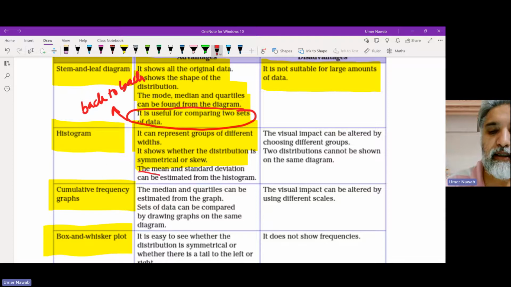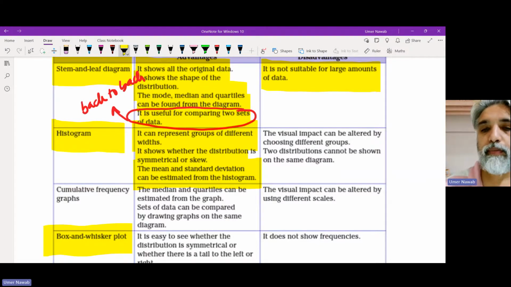The mean and standard deviation can be estimated from the histogram. As you remember, the histogram is based on frequency and frequency density. From the frequency density, you can calculate frequency. If you have the frequency, then you can easily calculate the mean and standard deviation of the data.